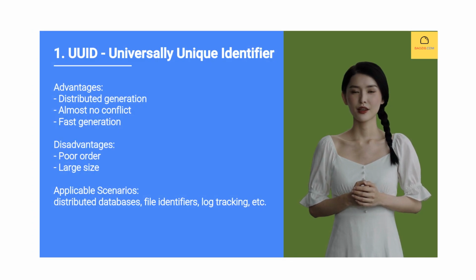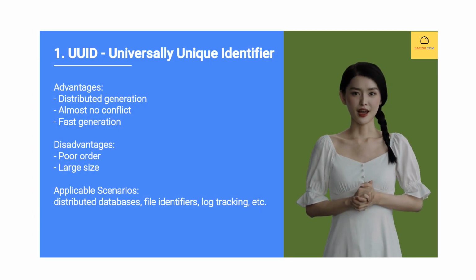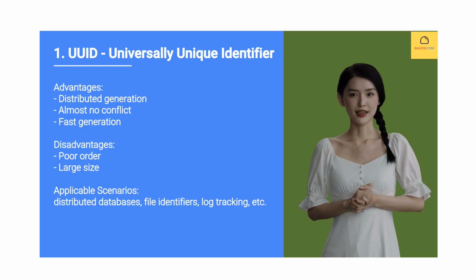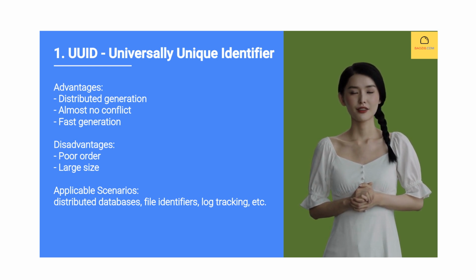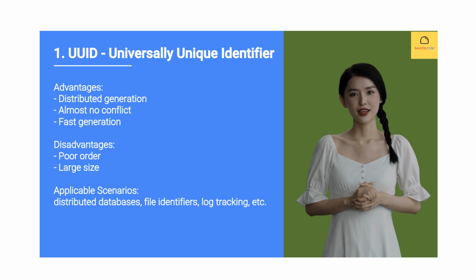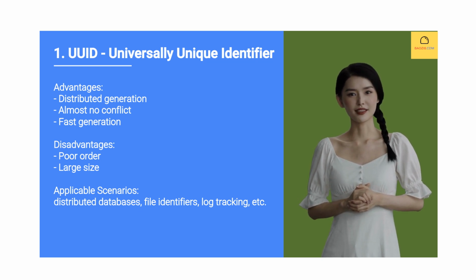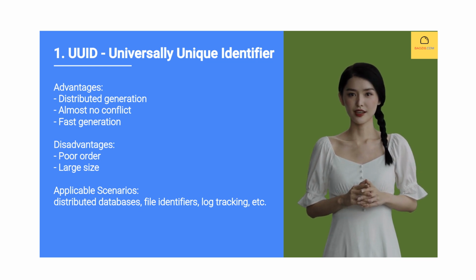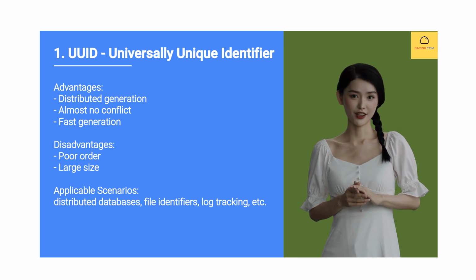The advantages are: first, it does not rely on a centralized server, making it suitable for multi-node systems. Second, the 128-bit length ensures that randomly generated UUIDs are highly unlikely to collide. Third, UUID generation is purely local computation, which makes it highly efficient.